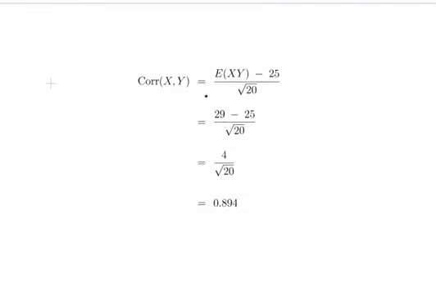So essentially we have all our values, and we're back to where we were before. The correlation equals the expected value of x times y, which we now know to be 29. We subtract 25 and divide that by the square root of 20, and then we get the same answer again. So that's it. We'll leave it there.